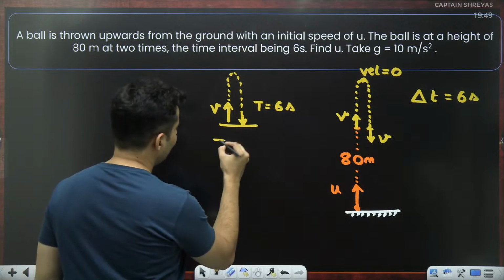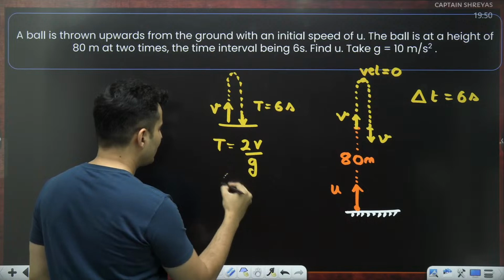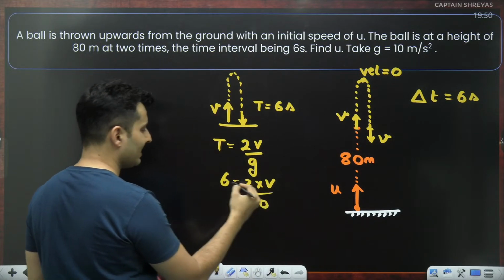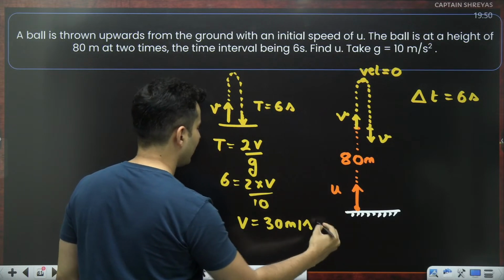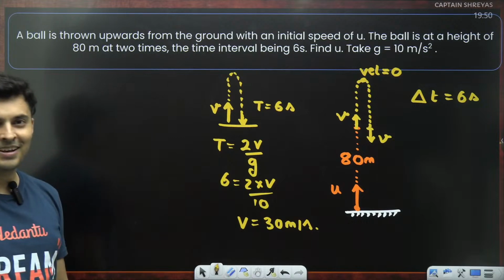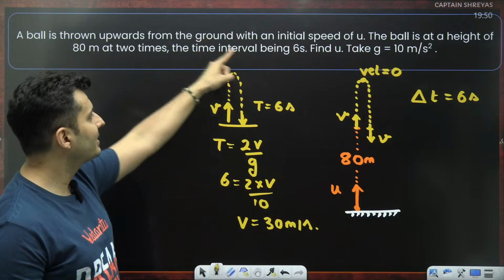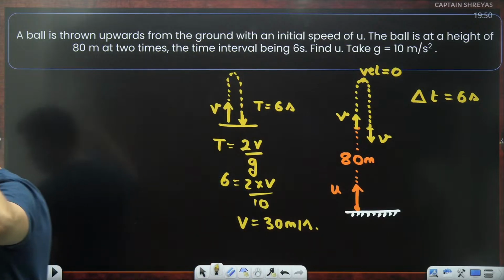So here I can use the formula time is 2v divided by g. Time is basically 6, v I don't know, g is basically 10, 2 goes with 6 3 times. So velocity will be 30 meters per second. But that is not the answer. Why? That is the velocity here. What they have asked is, what is the velocity u over here? What is the velocity u over there?